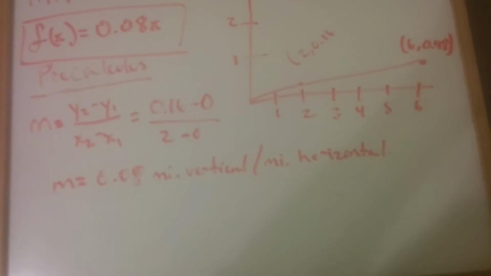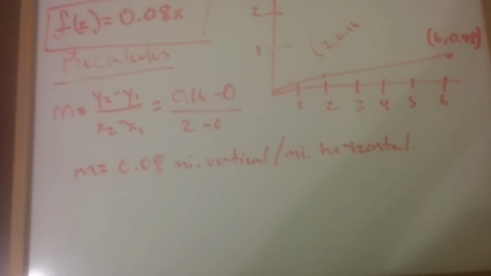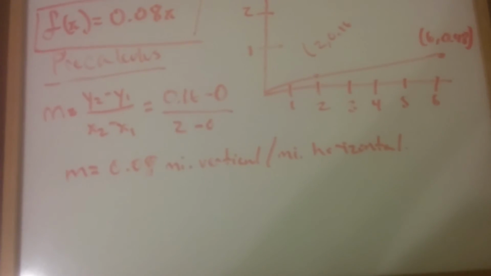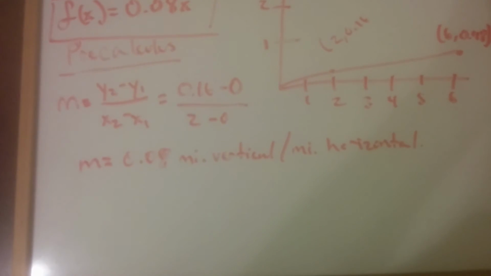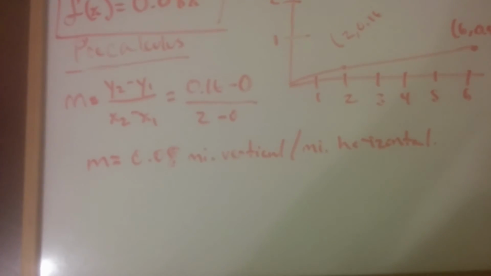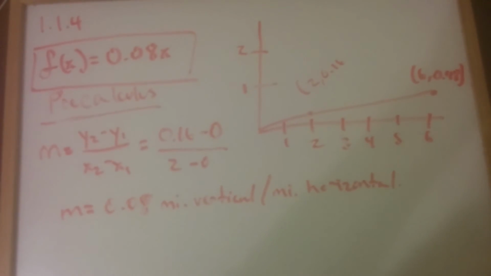And there are units on this graph, which are miles vertical and miles horizontal, so the slope would be 0.08 miles vertical over miles horizontal. And we know that this will be the rate of change of elevation for all points, given that this slope is constant throughout the entire graph.